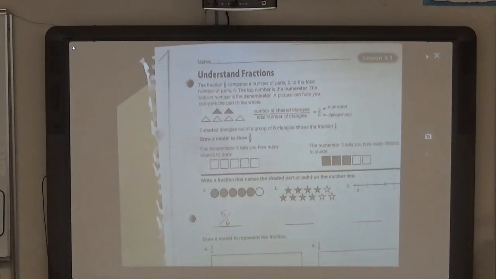So you just write 5/6. You can write 5/6 with a slash. You can also write 5/6.